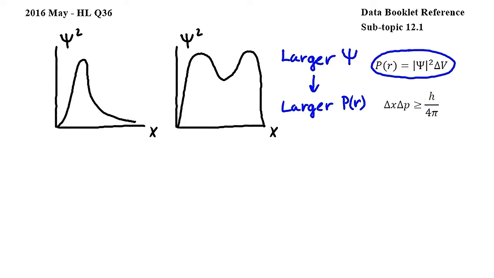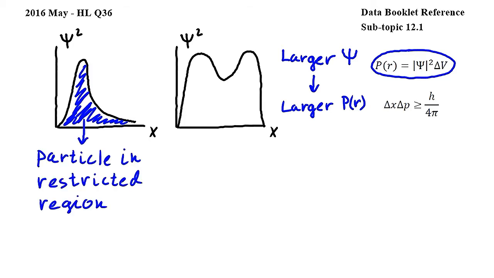We see that the first graph is relatively thin and the area under the curve is relatively small. Since larger psi squared corresponds to a larger probability, the region where this particle can be found is relatively well defined and quite restricted. In other words, the particle will most likely be in the thin region where the amplitude is high. As a result, we can be relatively certain about the position of the particle, which means that the uncertainty in the position of the particle, delta x, is small.